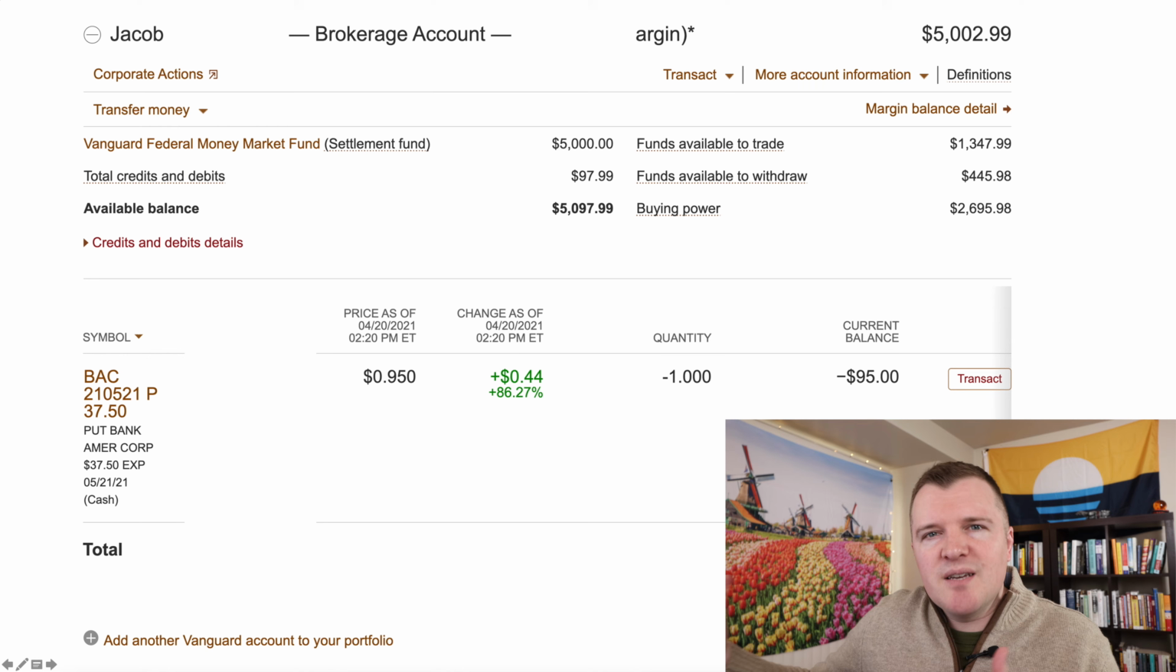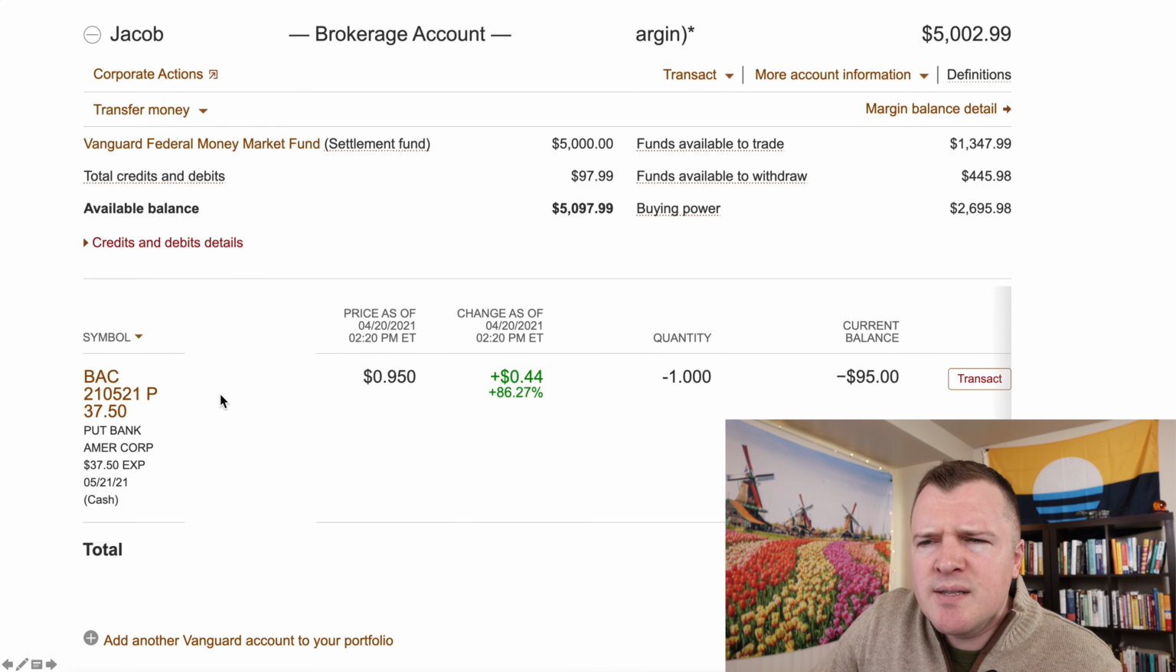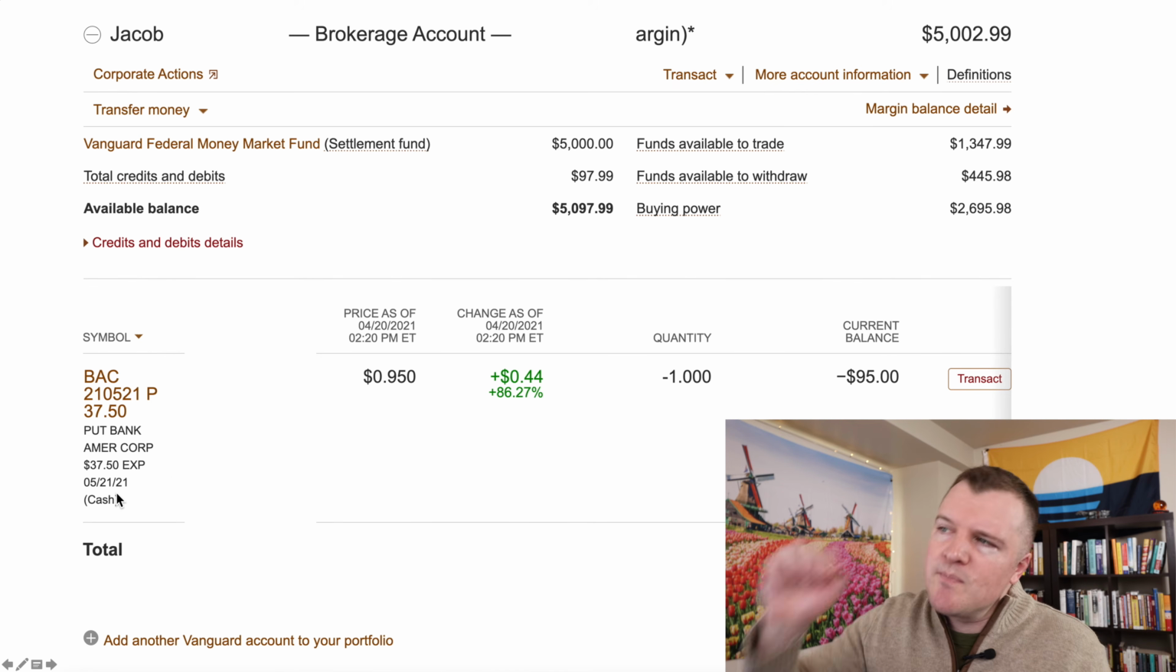Okay, it took a minute to get filled, but it's showing up in my account now with Vanguard. And once again, symbol BAC, P for puts, strike price $37.50, and this expires on May 21st, 2021.